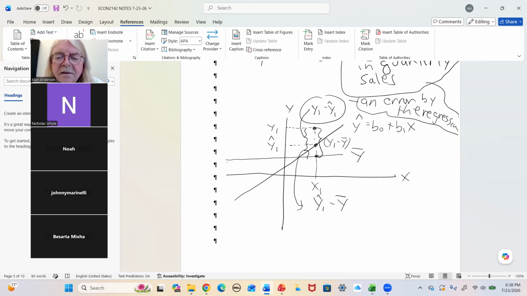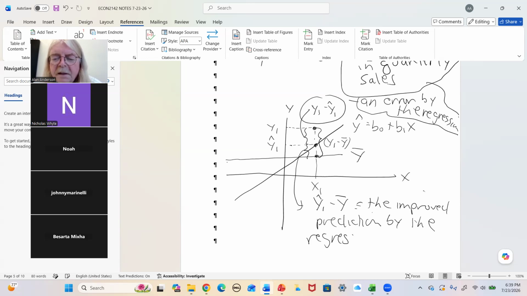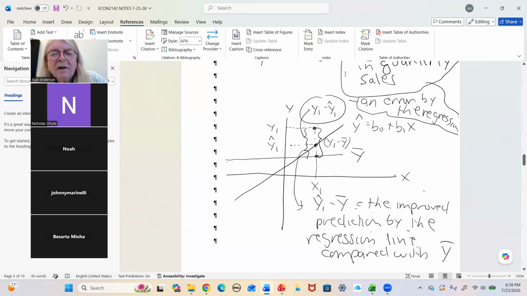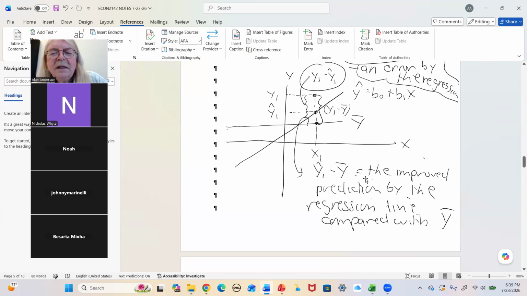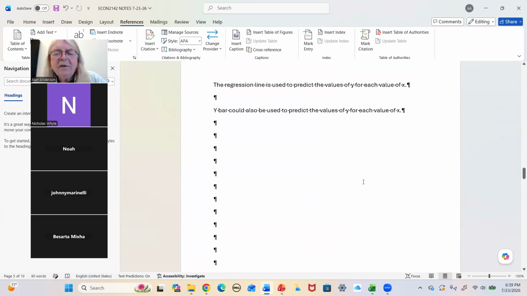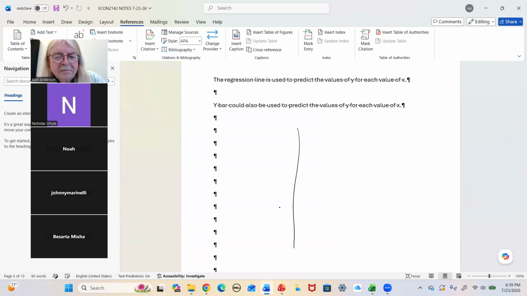Whereas this lower piece represents the improved prediction by the regression line paired with y bar. So I've used this analogy before, and I don't know if it helps at all, but we're looking at that vertical distance. Let me draw this one more time.